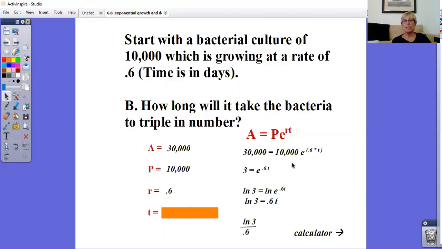Now, to solve this by hand, I would divide both sides by 10,000. I would take the natural log of both sides. What I do to one side, I have to do to the other. The natural log and e are inverses. Cancel those and divide by 0.6. So I would have ln of 3 divided by 0.6. Now, when you're putting this in the calculator, ln will have a parenthesis, so you plug in the 3 and close out the parenthesis before you divide by the 0.6.